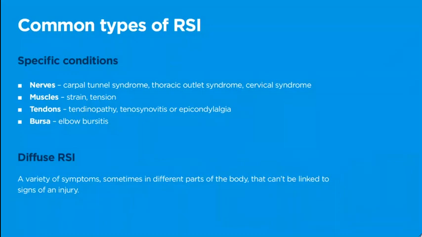So common types of RSI can be identified by the soft tissue structures that are irritated. Neural irritation of the nerves that exit the neck and supply the upper limbs can cause neck pain, numbness, tingling or shooting pain down your arm. Muscles can suffer from tension, strain, and can give a sensation of achiness. Tendons can be affected, most commonly the tendons involved in tennis elbow and golfer's elbow. Sometimes individuals will have more than one structure involved in their RSI.